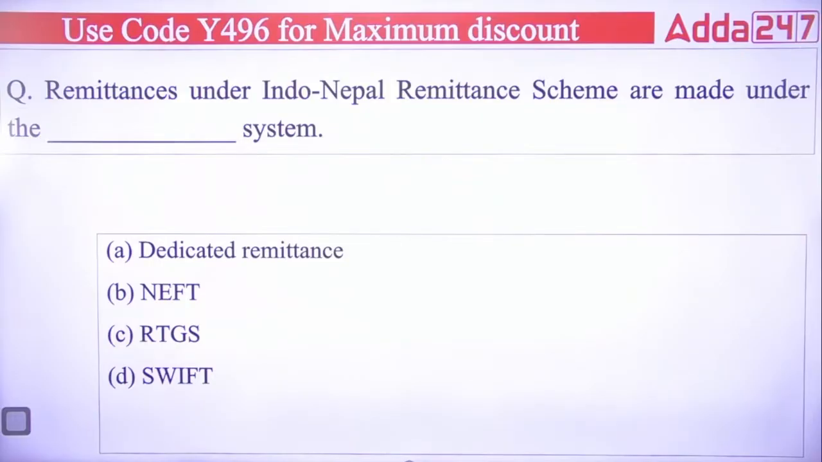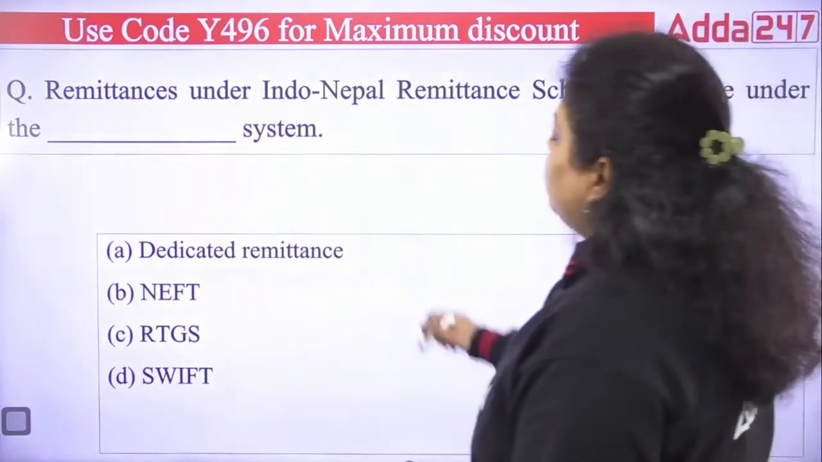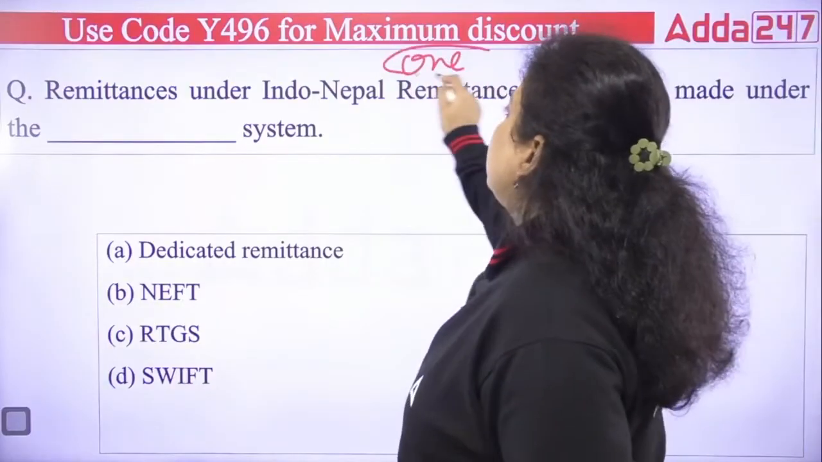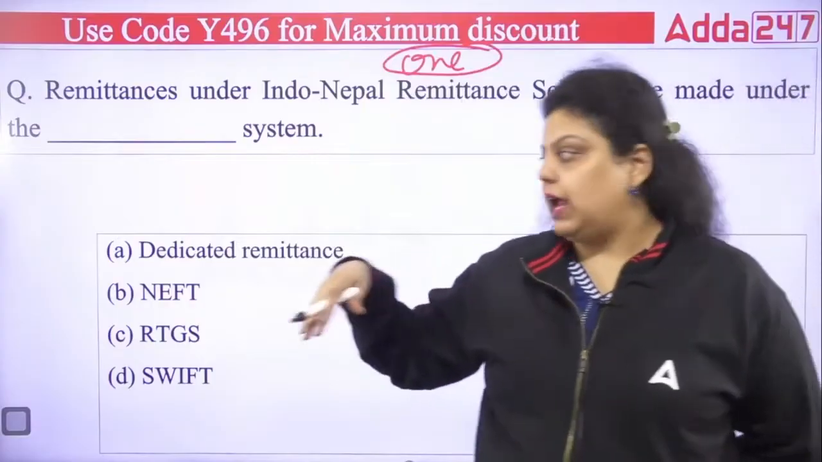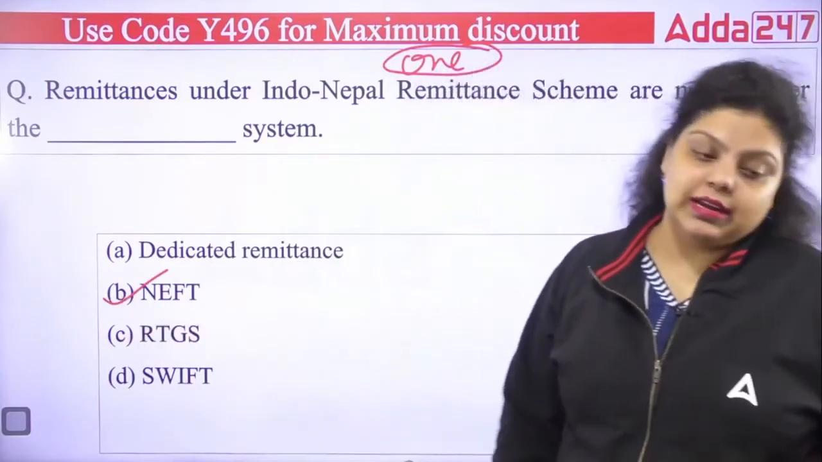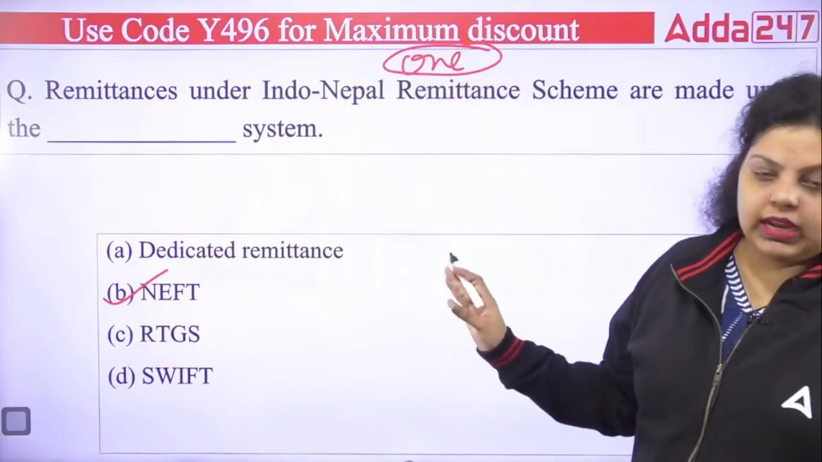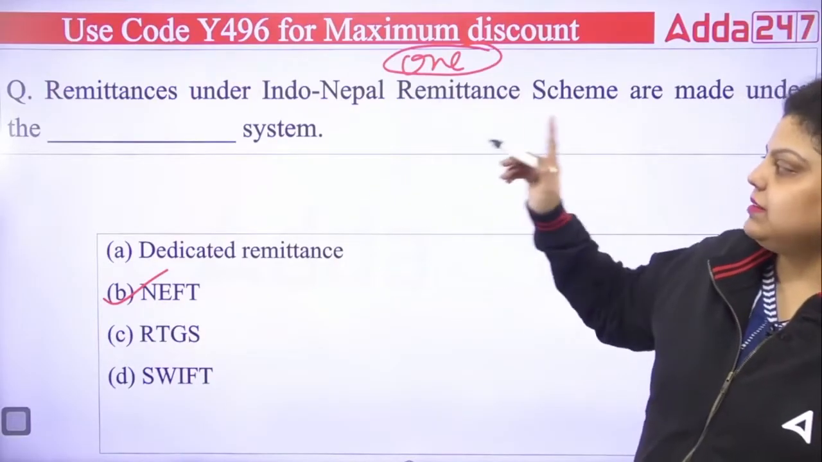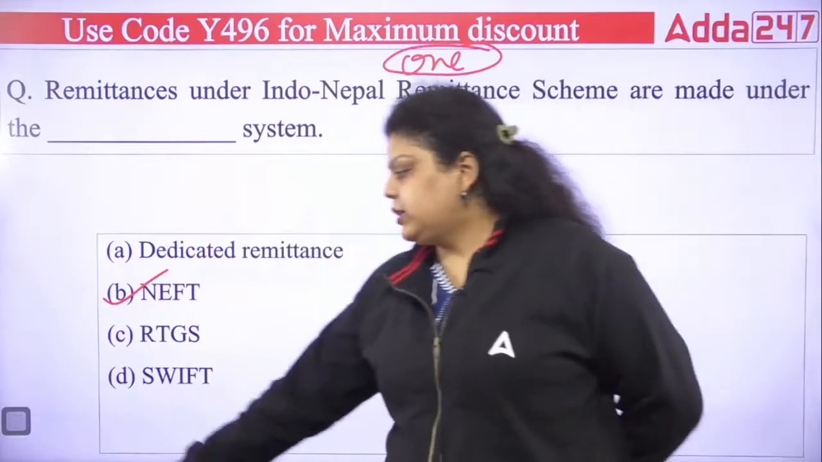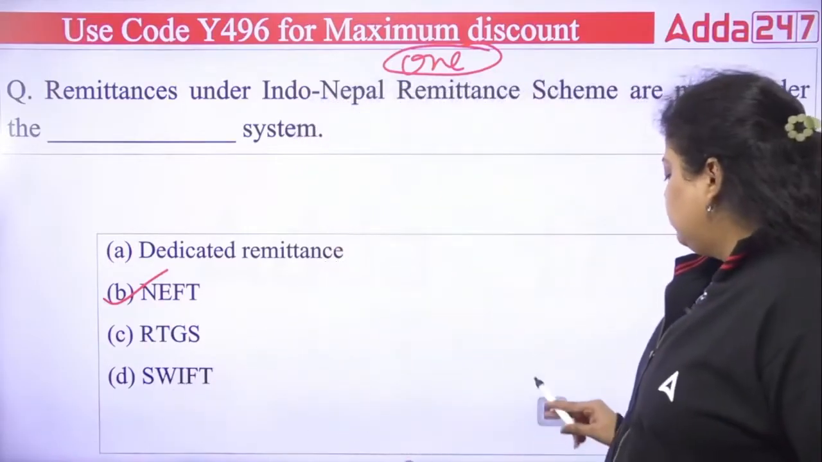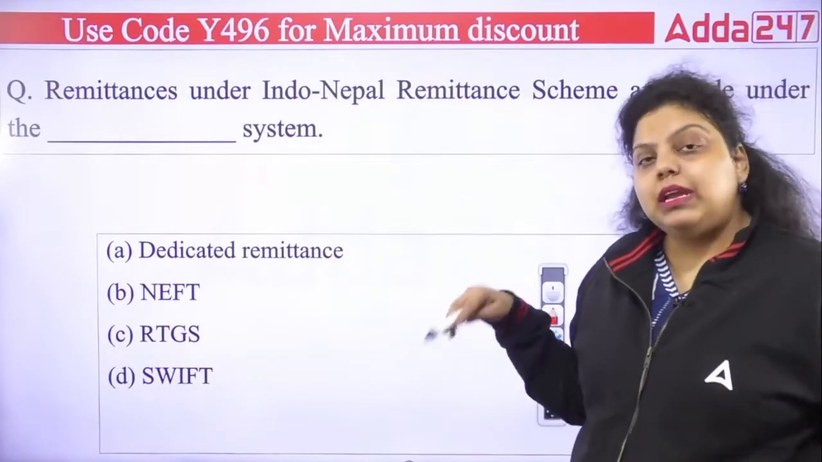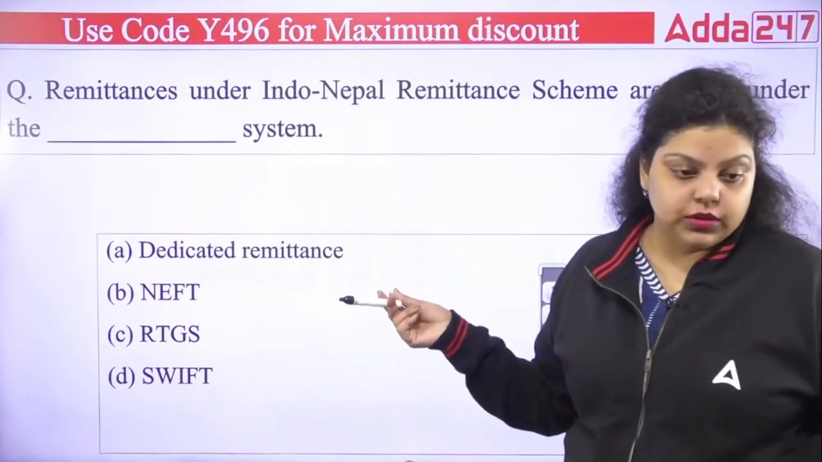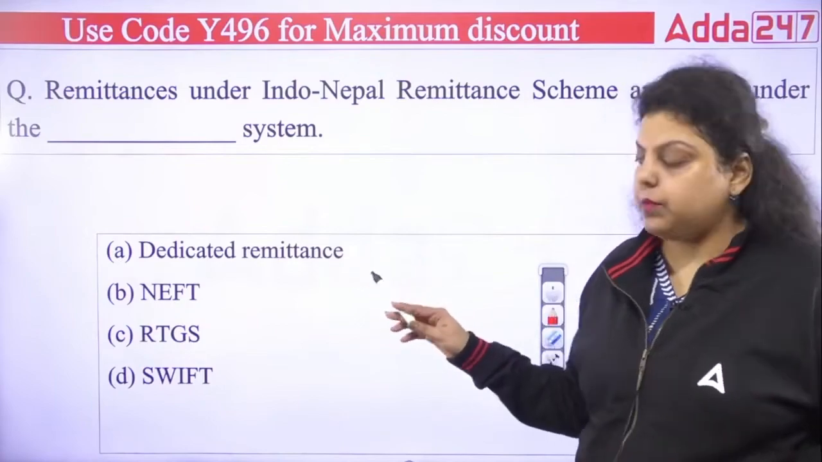So Indo-Nepal remittance is allowed but is only one-sided remittance. That is, from India to Nepal you can transfer the fund. From Nepal to India it cannot be transferred. And the way that it can be done is NEFT. So with the help of NEFT we can do remittance from India to Nepal, and that is known as Indo-Nepal remittance. This is one-sided remittance. It means from India to Nepal the fund can be transferred with the help of National Electronic Fund Transfer.